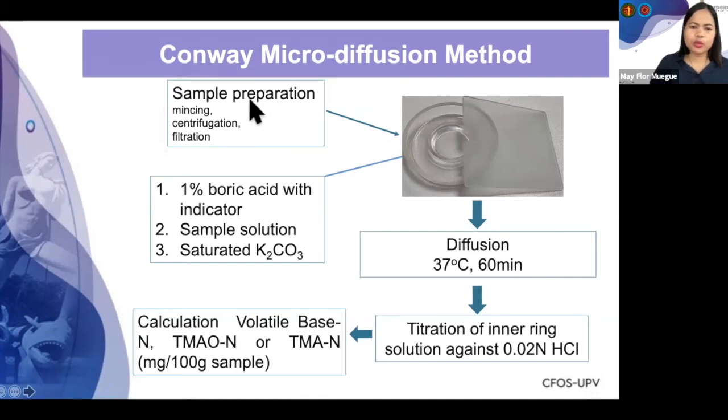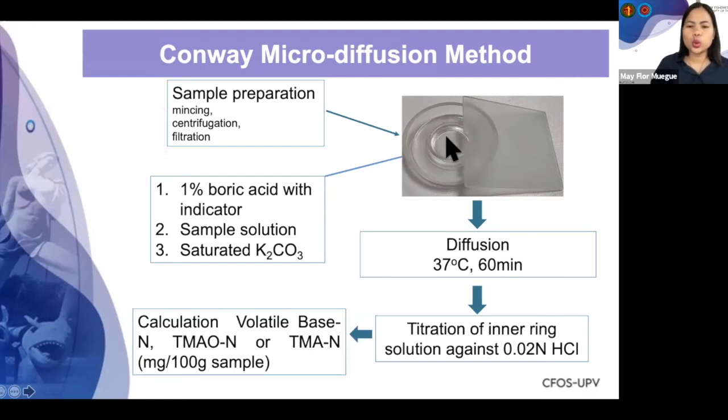So first you have to prepare your sample, you centrifuge, you filter, ayan. And then you add your boric acid with indicator and sample solution saturated K2 potassium carbonate. All right? So I think yung sample mo is andito sa labas. And then you put your boric acid inside, no? With your indicator. Diyan siya sa loob.